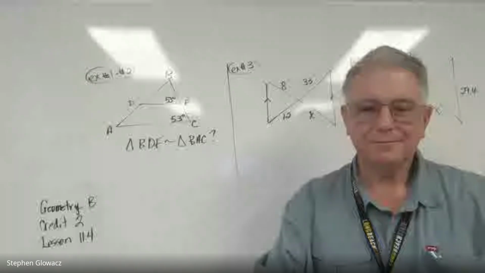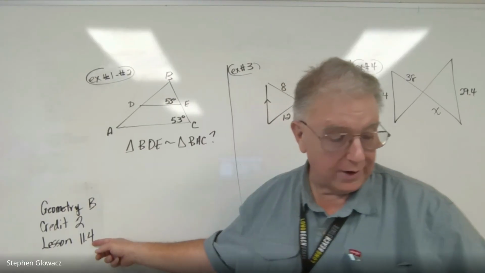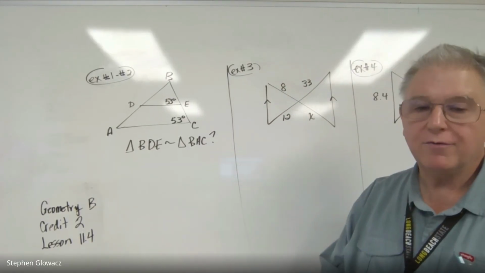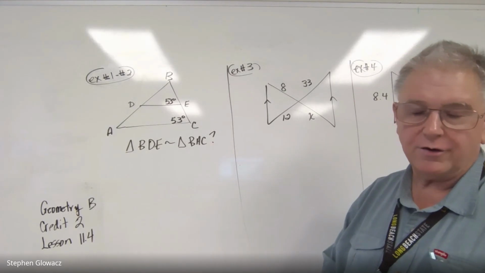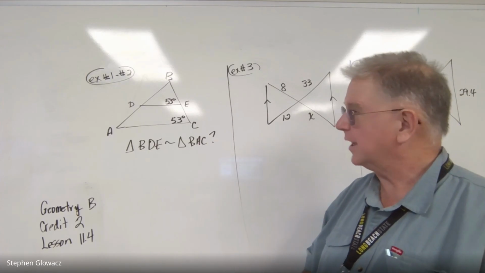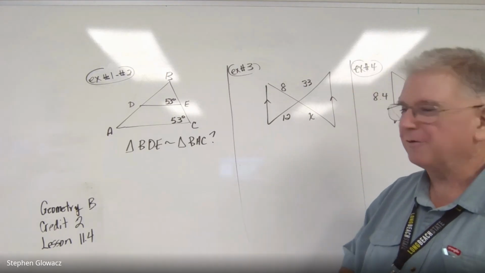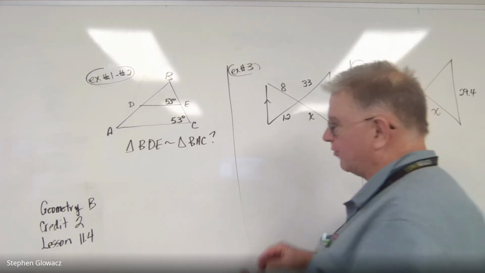These are the examples for Geometry B, Credit 2, Lesson 11.4. Lesson 11.4, we're going to be discussing similar triangles. We're going to be discussing a method called angle-angle similarity, which is used to prove triangles similar, almost said congruent there. Let's explain the difference between the two before we jump into it.